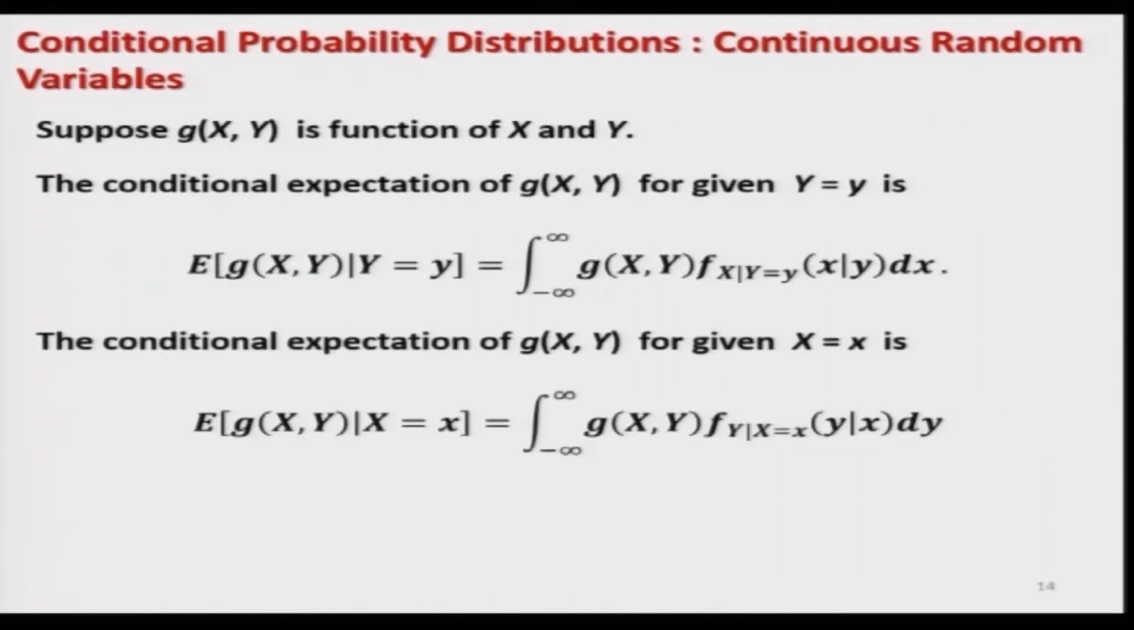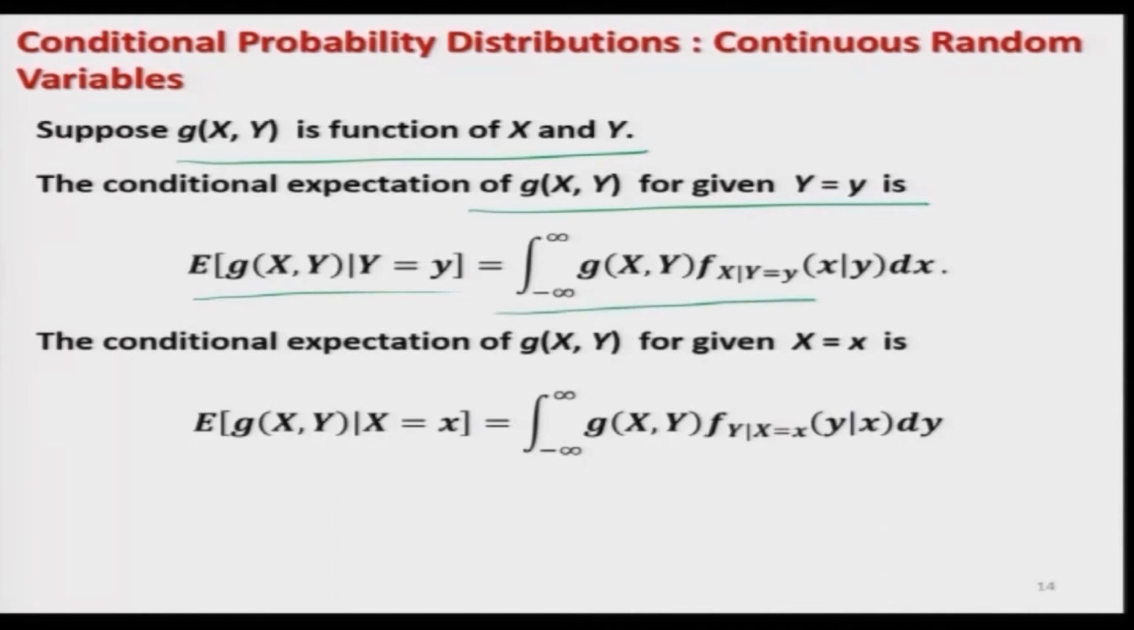Now, once you have defined the joint random variable, don't you think that we should also define the expectation? Yes. So now we are going to consider the expectation in the case of the bivariate probability density function, right. Suppose g(x,y) is a function of random variables x and y. So the conditional expectation of g(x,y) given Y equal to y is the expected value of g(x,y) given y, which is equal to the integral from minus infinity to infinity of g(x,y) f of x given y dx.